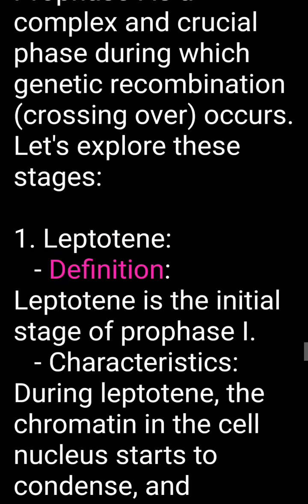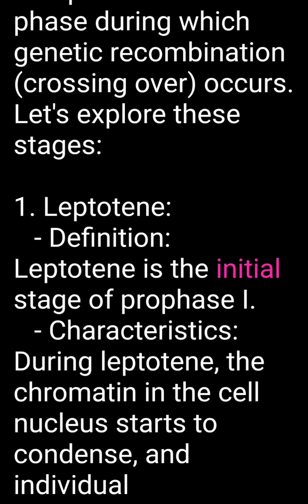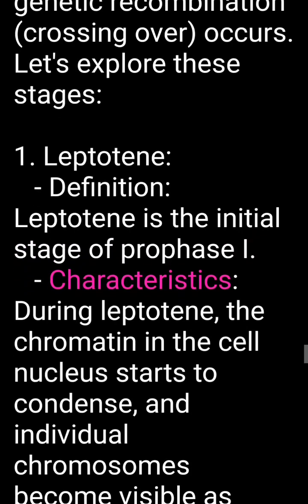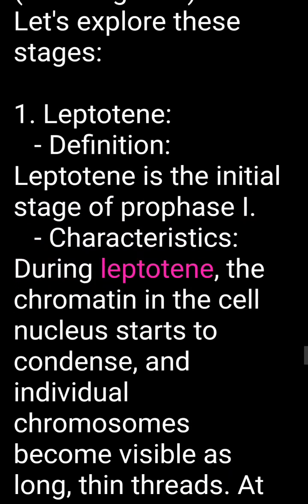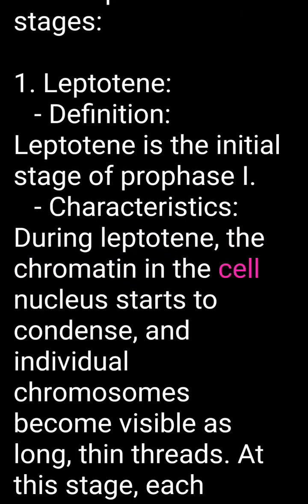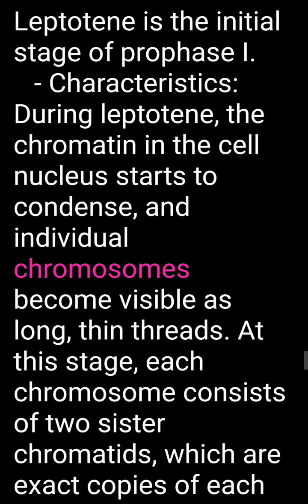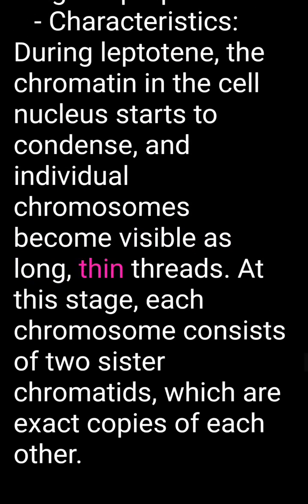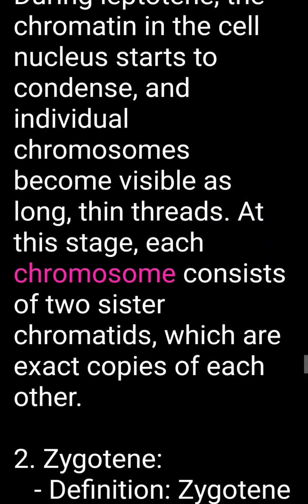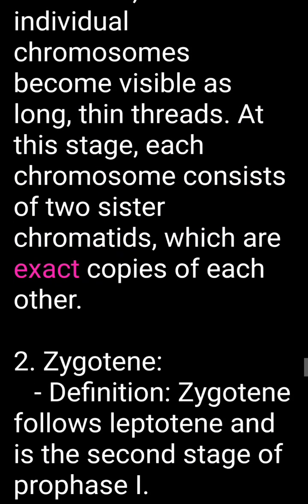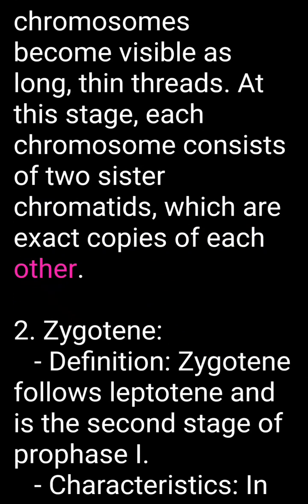1. Leptotene. Definition. Leptotene is the initial stage of prophase I. Characteristics. During leptotene, the chromatin in the cell nucleus starts to condense, and individual chromosomes become visible as long, thin threads. At this stage, each chromosome consists of two sister chromatids, which are exact copies of each other.